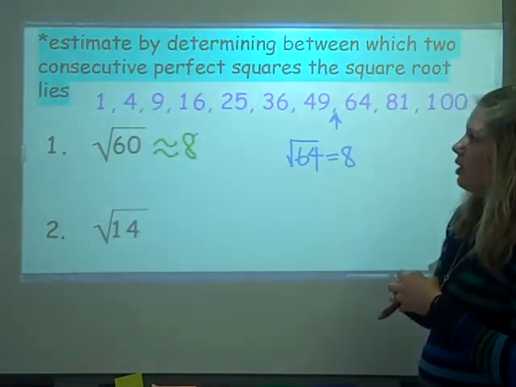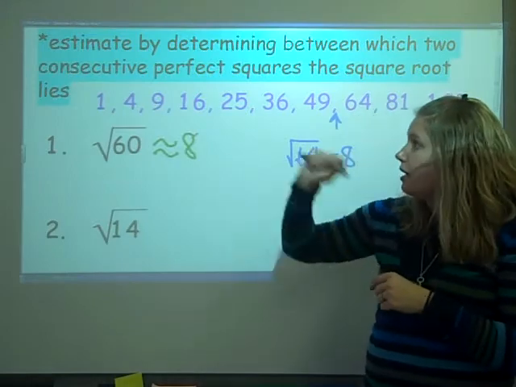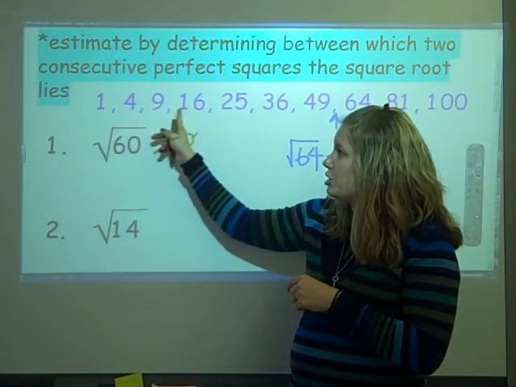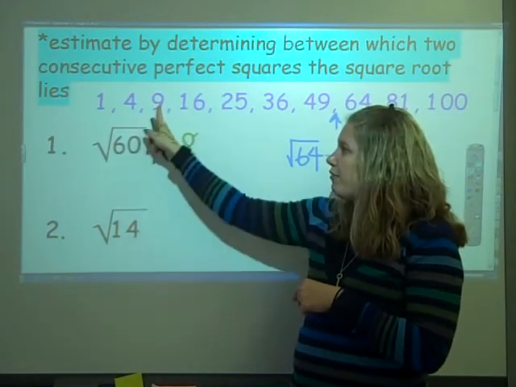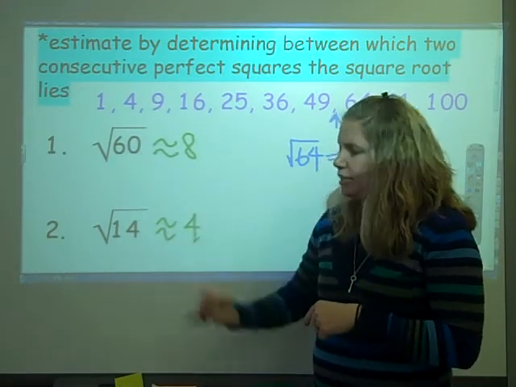Square root of 14, where does that lie? Well, that would be in between 9 and 16, and it's closer to 16 because it's only 2 away from 16, where it's 5 away from 9. So it's closer to 16, which means it's approximately 4.